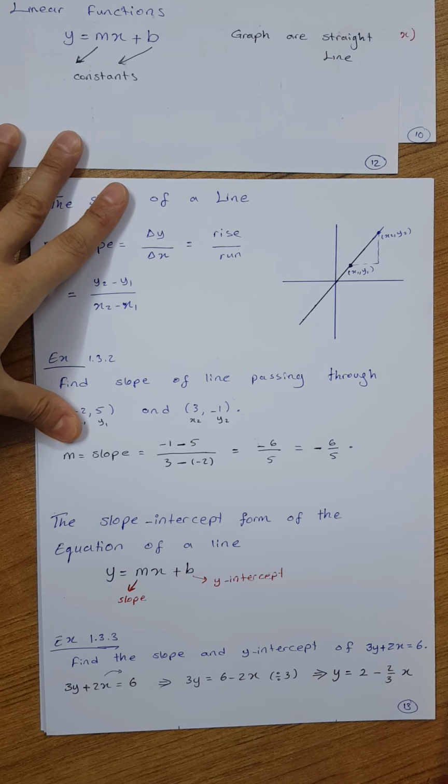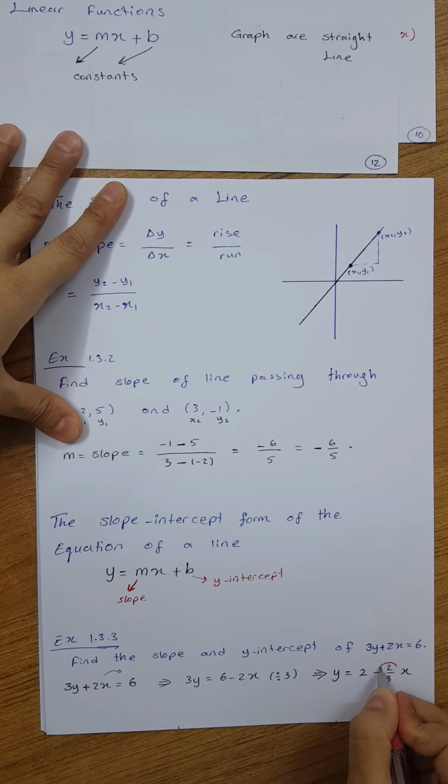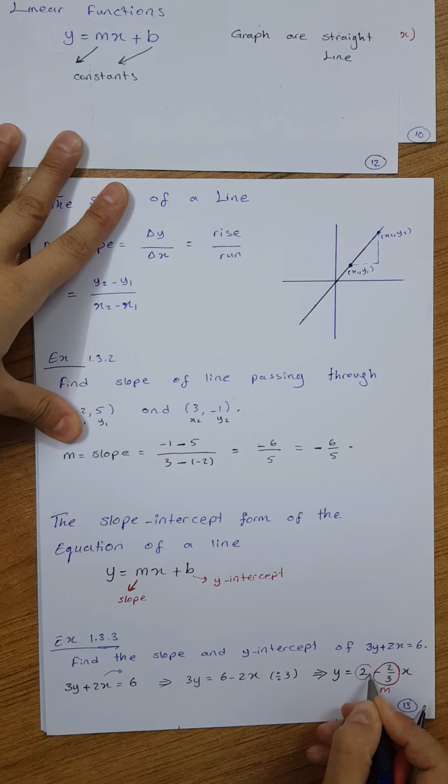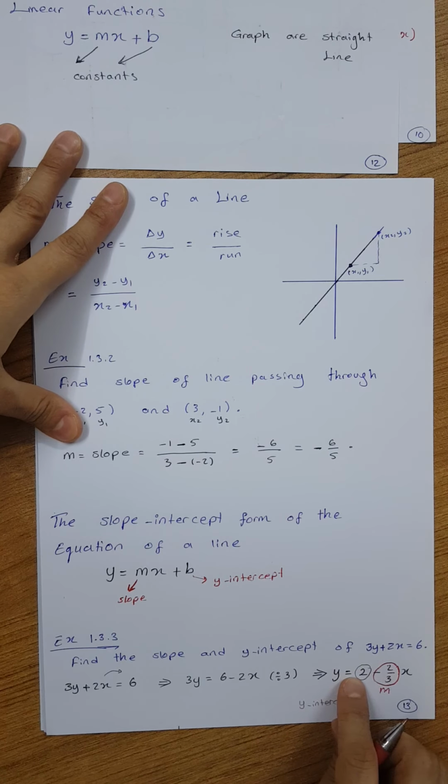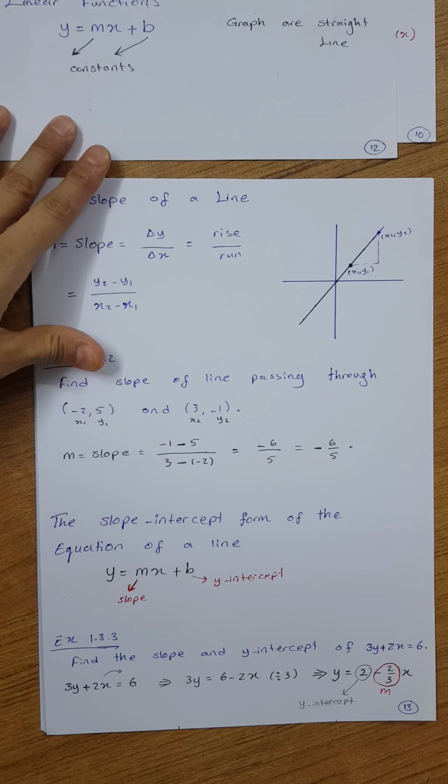So simply we can see that the number that's multiplied with the x is the m, okay, and the number that is alone is the y-intercept. Please, there are students who consider that the first number is m and the second number is y-intercept. There are students always making this mistake.